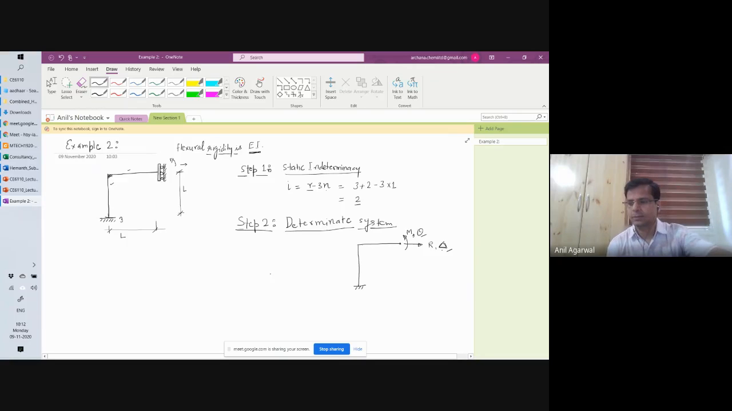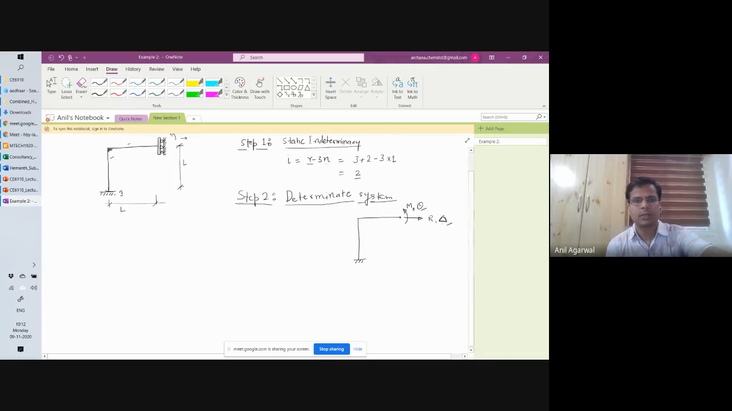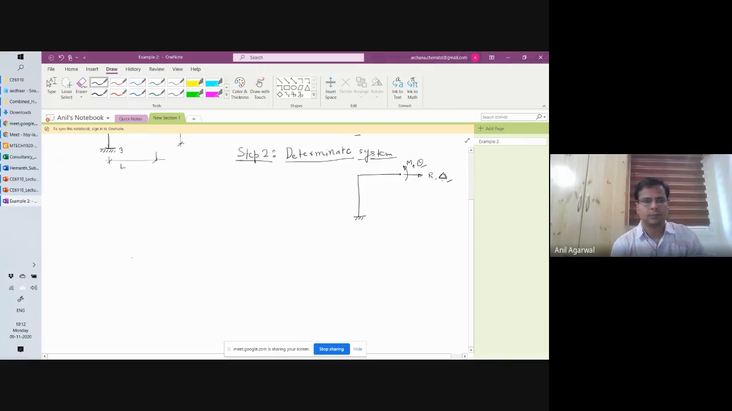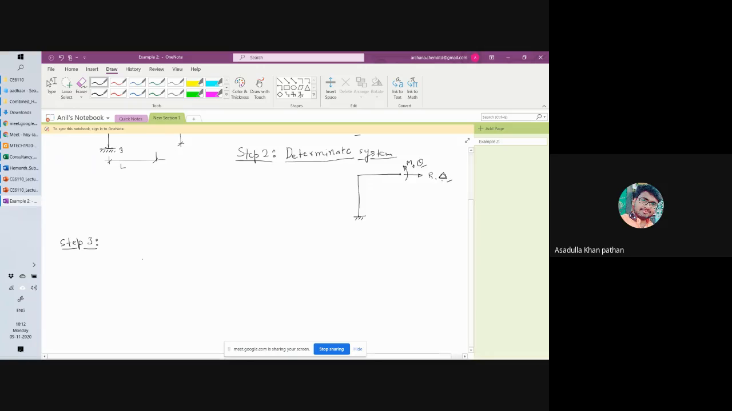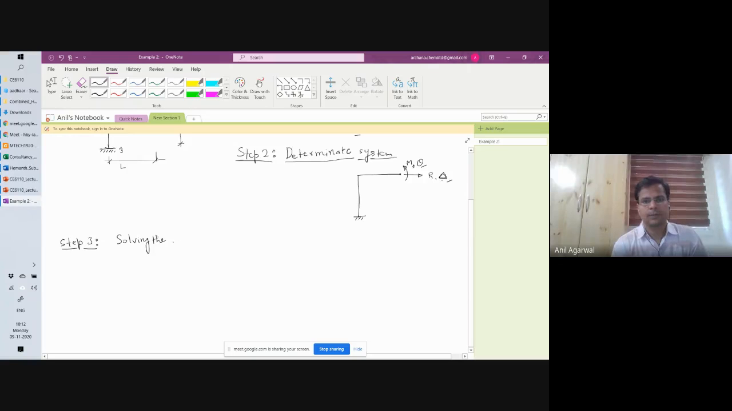Now what is the next step? Can somebody tell me what is the next step? From yesterday's lecture notes, what is the next step? Step 3. Solving the determinate system for external and the redundant forces. Correct. Solving the determinate system.